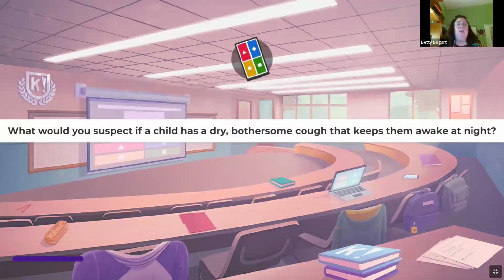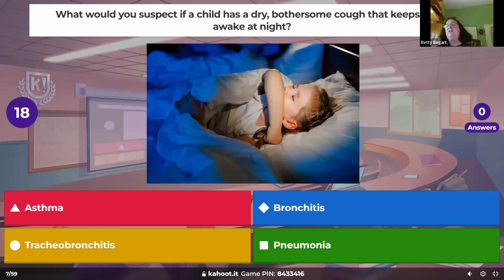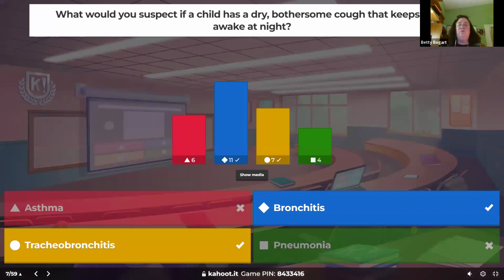What would you suspect if a child has a dry, bothersome cough that keeps them awake at night? So remember we talked about RSV, we talked about croup, we talked about bronchitis, pneumonia, epiglottitis. Which one? And this is the one that you always dread. It's that bronchitis because you just cough, you can't sleep at night. And the other name, it's tracheobronchitis. That's where it's affected. So it's both of those names.